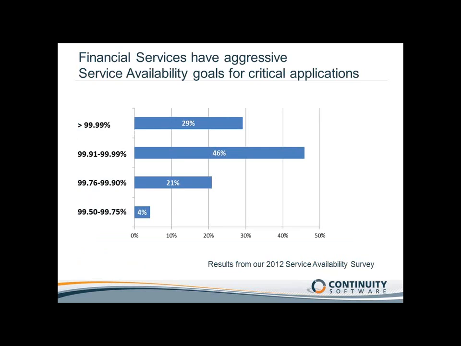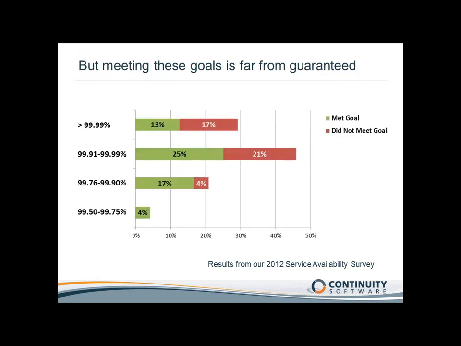Another data point from the survey that I wanted to share with you is the availability goals that banks and financial services organizations have in place for their critical business services. And as you can see, these goals are rather aggressive, which is not very surprising. But what is somewhat surprising and honestly rather disconcerting is that most organizations don't actually meet their own goals. As you can see here, the more aggressive the goals are, the fewer organizations that meet these goals.